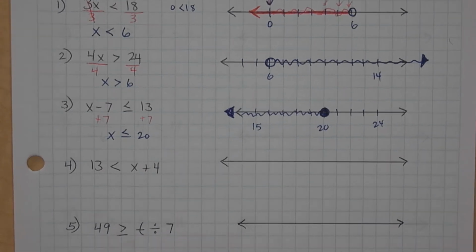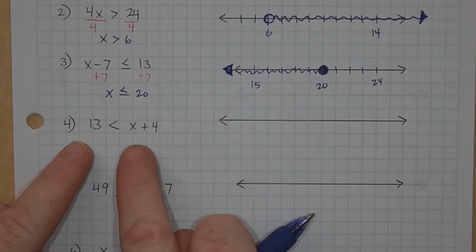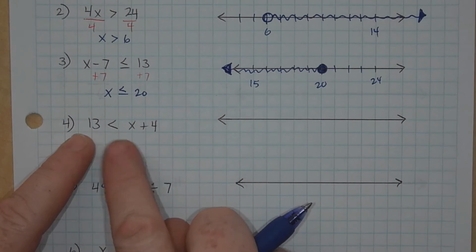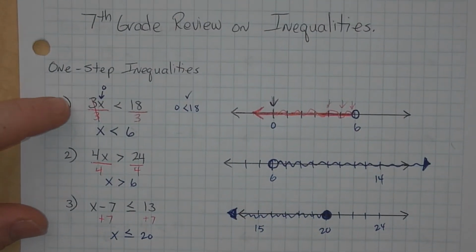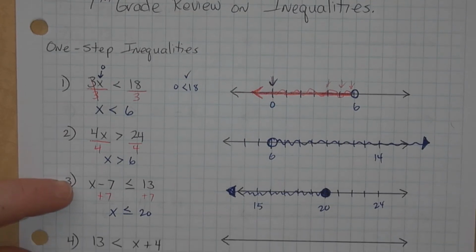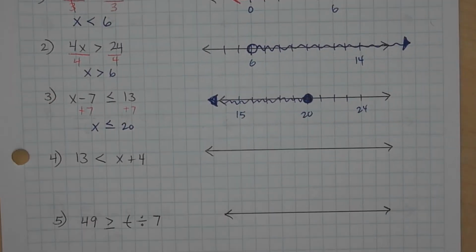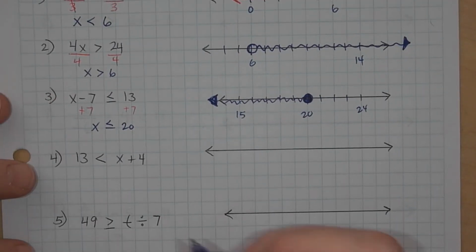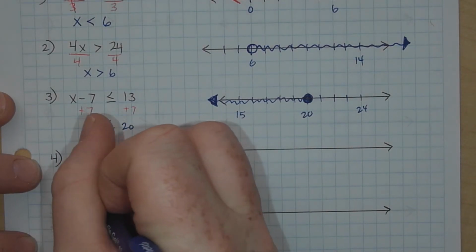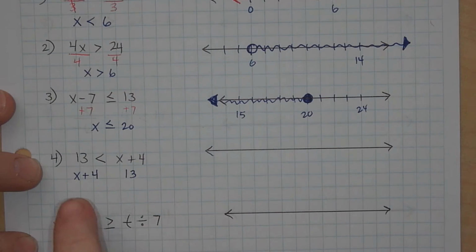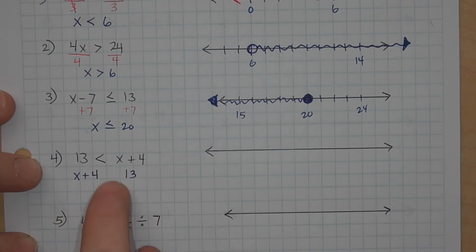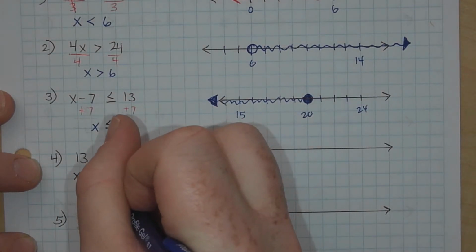Number 4, okay, hopefully you notice something's gone awry here. You've got x plus 4 on the right-hand side and 13 on the left-hand side. Normally, you're going to see your variable on the left-hand side of the inequality. Here it's on the right-hand side. So if you don't like that, feel free to make that switch now. You can absolutely do that. But if you switch sides, the arrow's also got to switch.